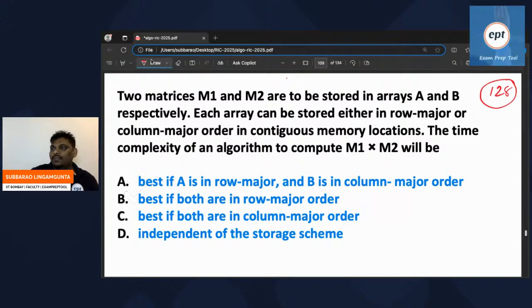Two matrices M1 and M2 are to be stored in arrays A and B respectively. Each array can be stored either in row major or column major order in contiguous memory locations. The time complexity of an algorithm to compute M1 and M2 will be... This is the given problem. So what answer are you thinking? Can you go ahead?